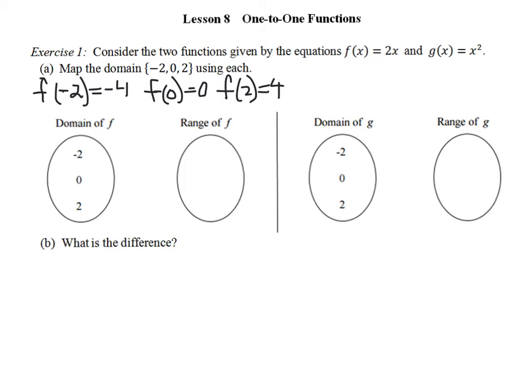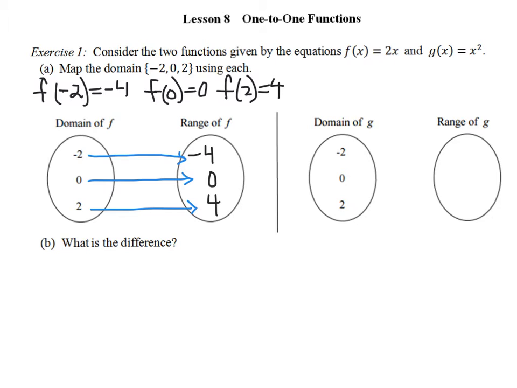We've already set up a diagram showing the domain of f. We want to put the range of f as well. So the range would be -4, 0, and 4. We're going to map the domain to the range, so let's connect using arrows each input with the correct output. So -2 is mapped to -4, 0 is mapped to 0, 2 is mapped to 4.